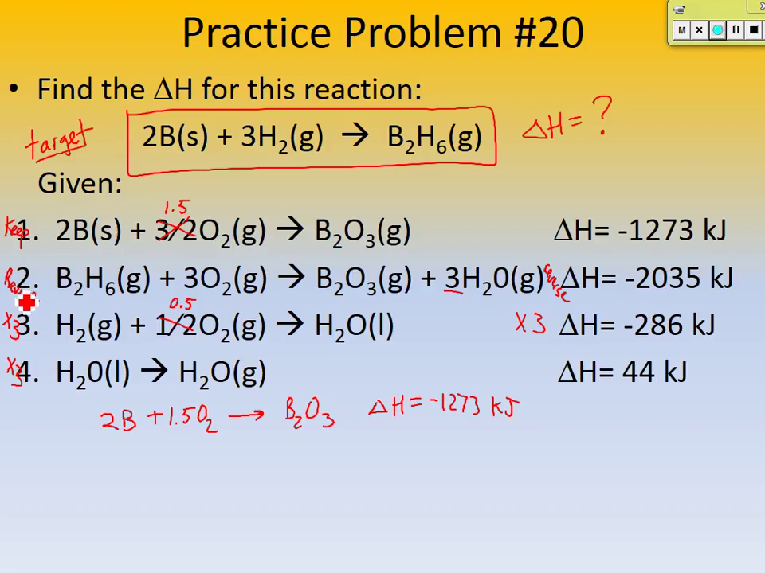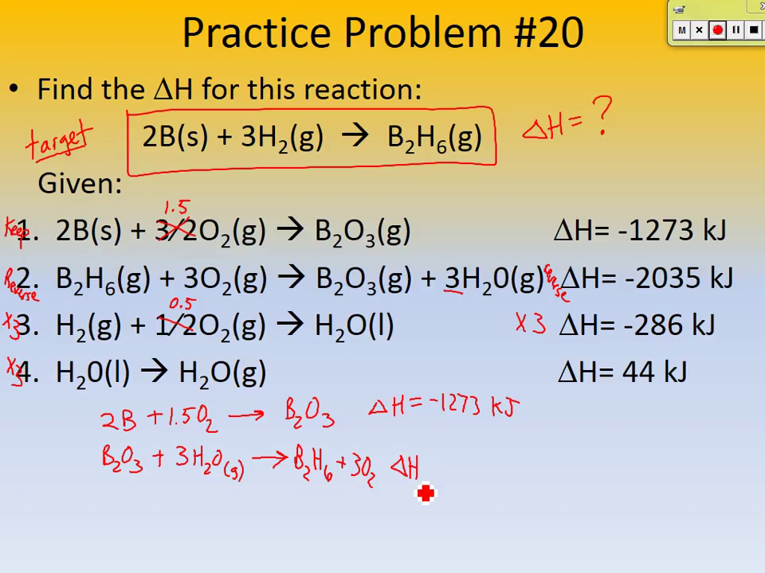Okay, let's write the second one. But what did we say we were doing to number 2? Reversing it. So now my products become my reactants. So I'm going to rewrite it. So B2O3. So this right here is now a reactant. Plus 3 waters. But I'm going to keep track of the phase that the water's in. That's the gas phase there. Okay, and that goes to... Now this becomes a product. So B2H6 plus the 3 oxygens here.